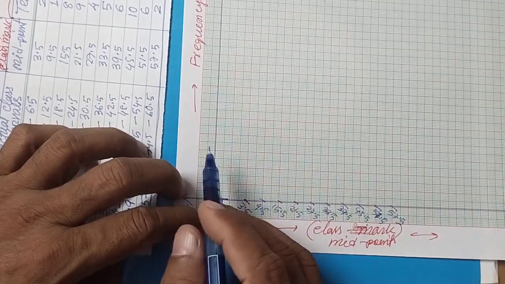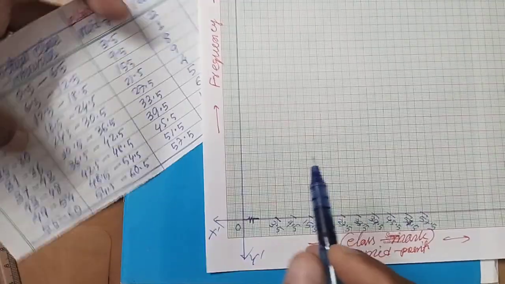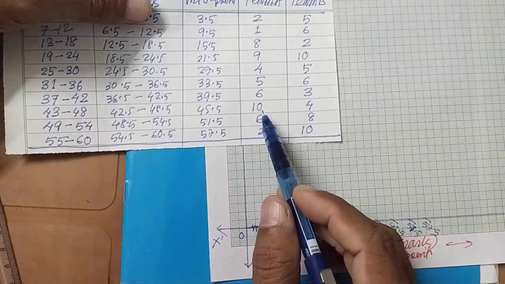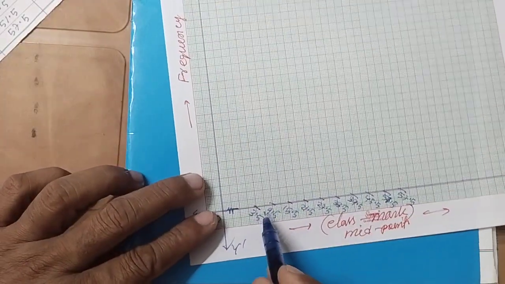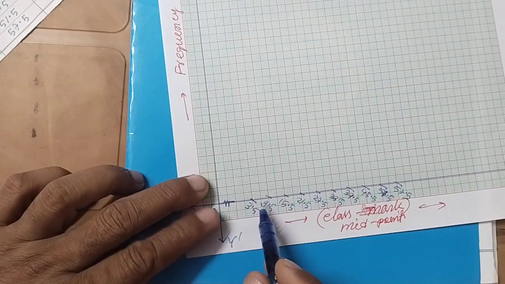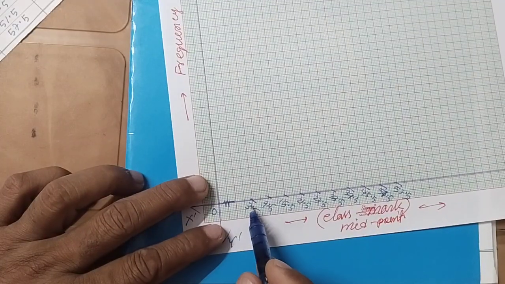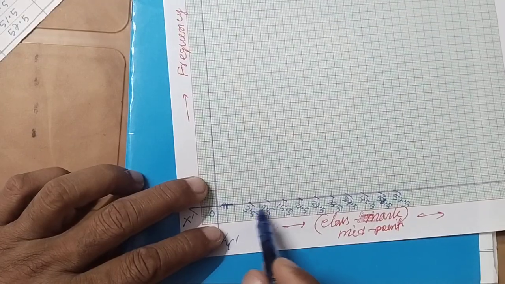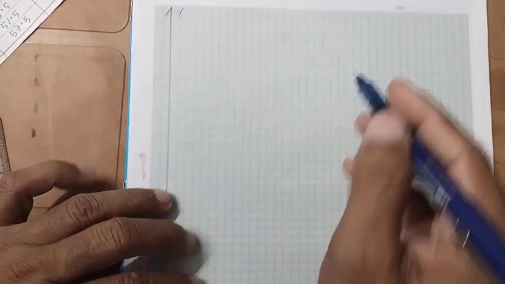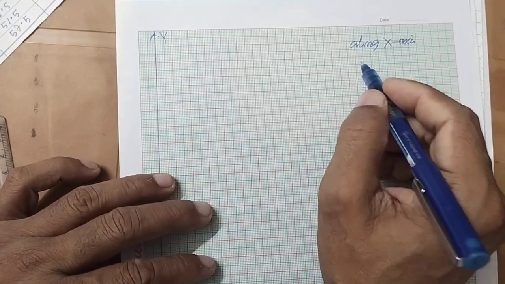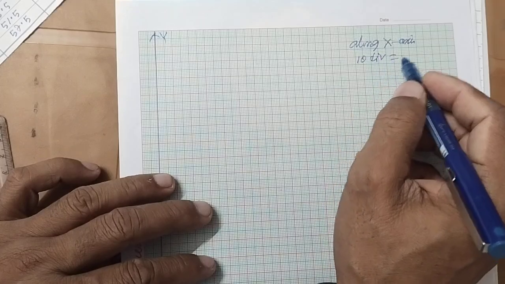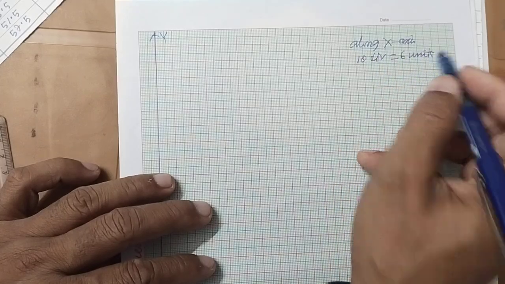Now along the y-axis is frequency. The highest frequency, how much do we have? You see, the highest frequency is only 10. First thing is along x, how much difference are we taking? Along x, 9.5 minus 3.5 is, sorry, 6. So 10 divisions is equal to 6 units. We will mention here that along the x-axis we are taking 10 divisions equal to 6 units.